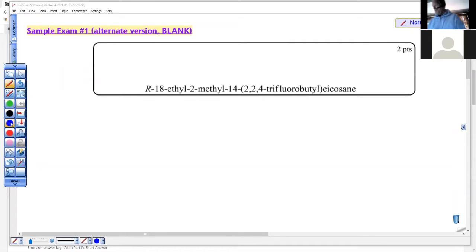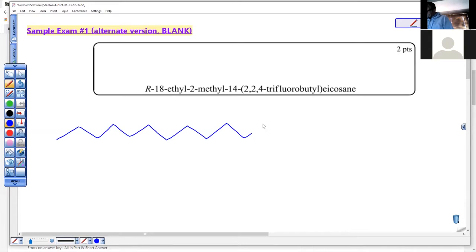Eicosane is 20 carbons. Stick figures: 2, 4, 6, 8, 10, 12, 14, 16, 18, 20. And I always verify. I never trust myself. 2, 4, 6, 8, 10, 12, 14, 16, 18, 20. So we got our eicosane moving along smoothly here. On carbon 2, there's a methyl. Here's carbon 2. On carbon 18, which is 18, 19, 20, there's an ethyl.